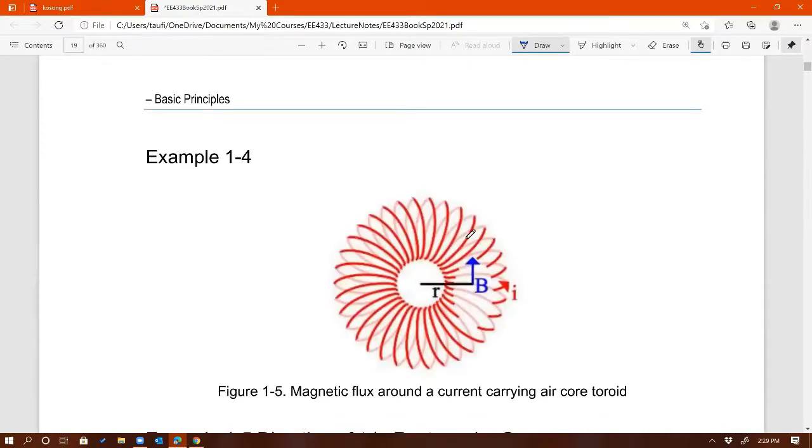So now, toroid. That's a toroid right there. Imagine you have a donut-shaped core and you wrap a coil around it, and the resulting magnetic component is called a toroid. This is one of the best ways to create an inductor or transformer, by using a toroid like this. Now you know why.